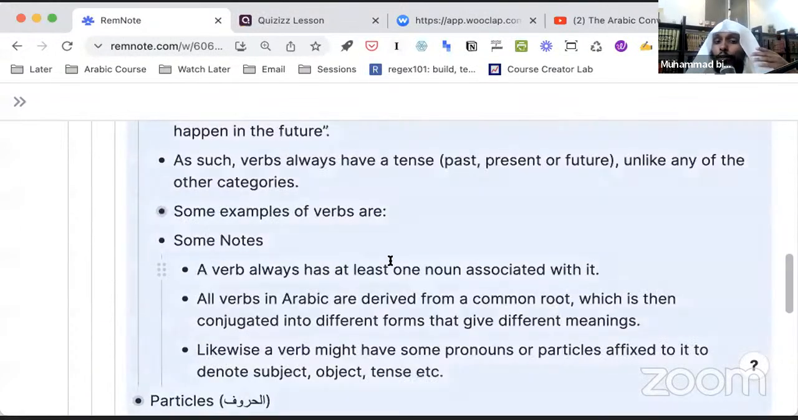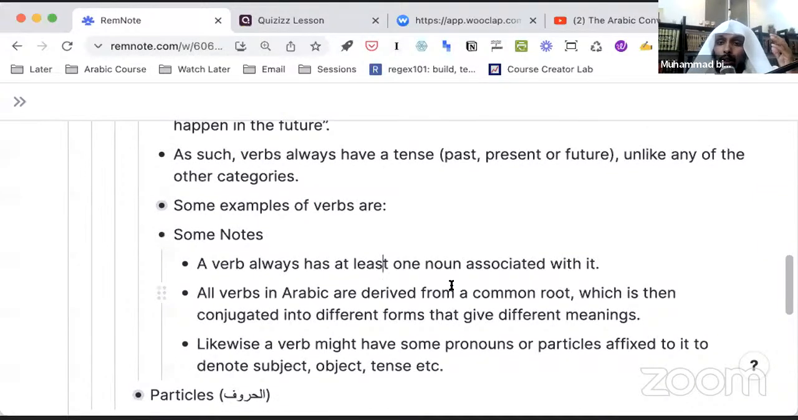There are other things to be said about the verb, which we'll talk about later in more detail, such as the fact that a verb always has a noun associated with it. A verb can't exist by itself. There has to be a noun associated with it, because things don't happen by themselves.